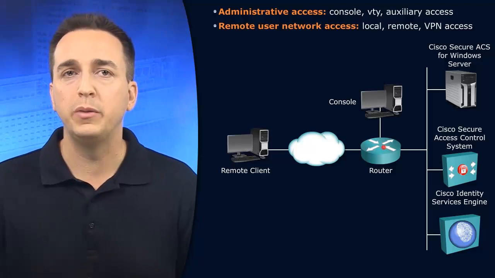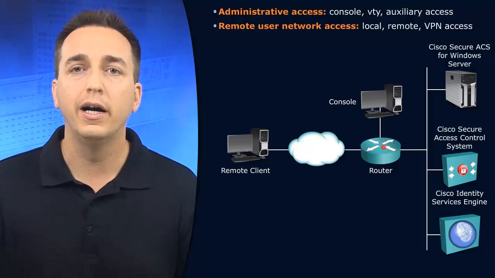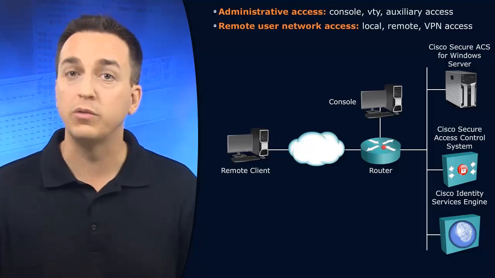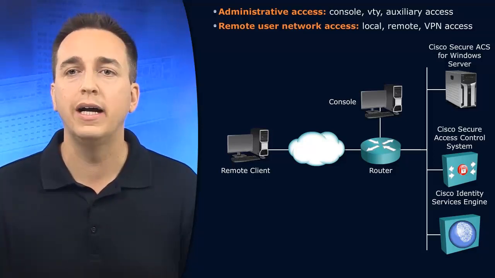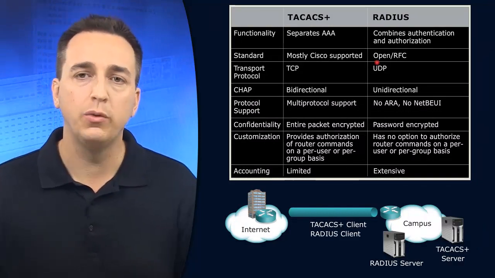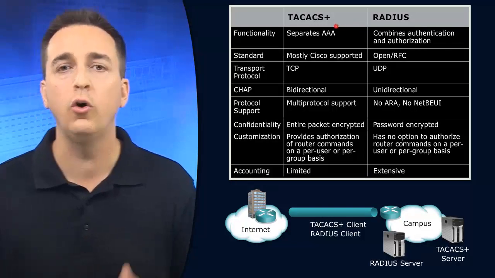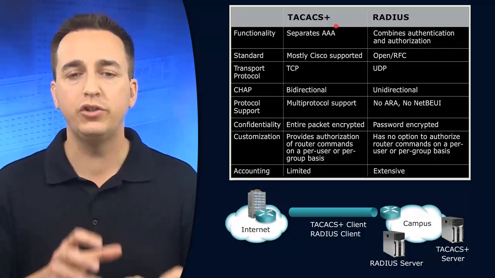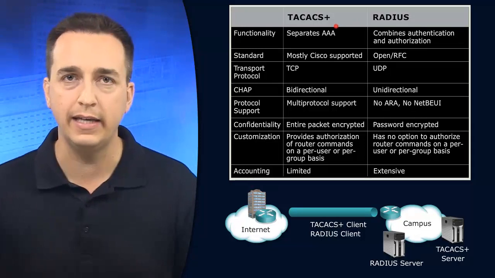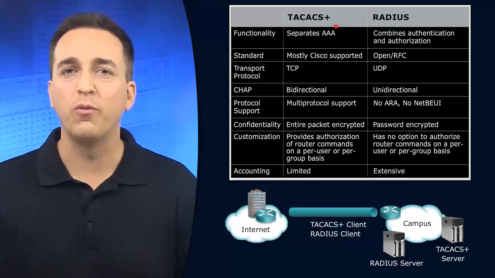But we're going to use specific protocols when we're looking to external services, external servers for this authentication process. Protocols such as TACACS Plus and Radius come into play. So we'll have a TACACS Plus server set up or a Radius server set up. And the goal of these servers is to provide that authentication, that authorization, and the accounting that we're looking for.